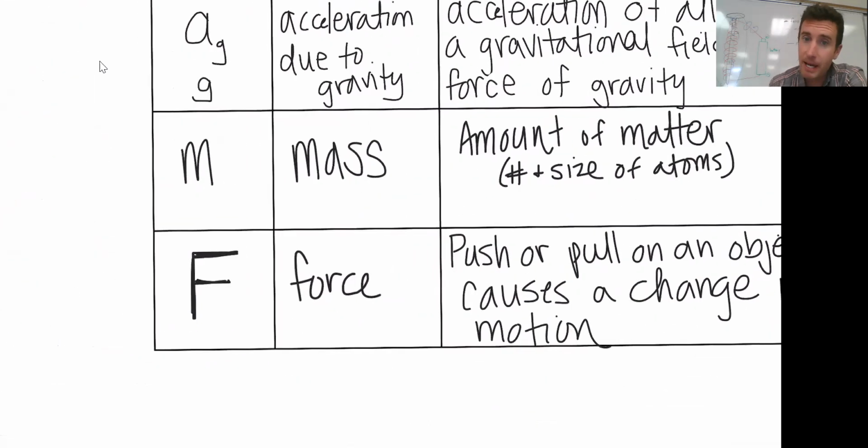Two more for this page. So one more is mass. Mass is another base unit. We use lowercase m to represent mass, and mass is the amount of matter in an object. So that's how much stuff is there. That includes both the number of atoms, number of molecules, and the size of those molecules or atoms. It's just how much total stuff makes up that thing.